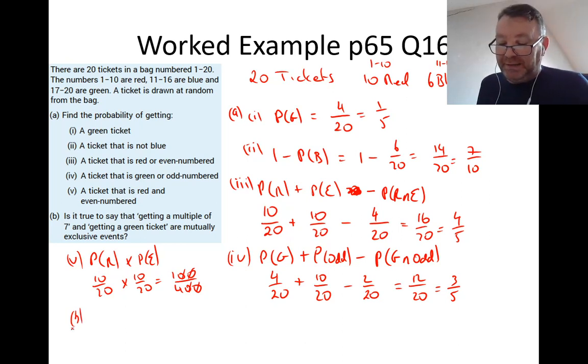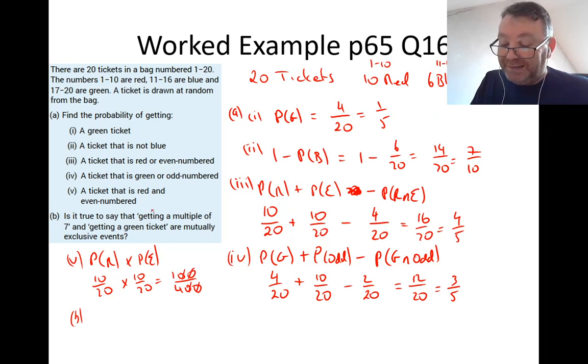Is it true to say that getting a multiple of 7 and getting a green ticket are mutually exclusive events? So in other words, getting a multiple of 7. Where's 7? Where's the green tickets? The green tickets are here. So are there any multiples of 7 in there? Well, what are the multiples of 7? 7, 14, 21. There are no multiples of 7 in there.